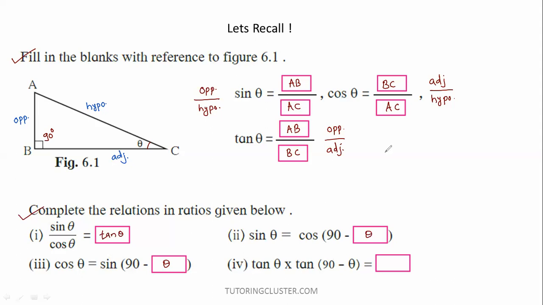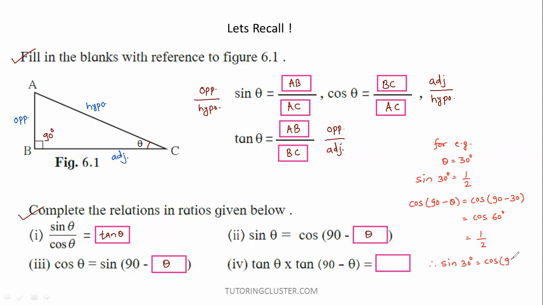So let's say I want to prove this. For example, let's say theta is equal to 30 degrees. Now, what is sine 30 degrees? If you can recall, sine 30 is nothing but 1 by 2. Now, what is cos of 90 minus theta, which is cos of 90 minus 30, which is equal to cos of 60 degrees. What is cos of 60 degrees? 1 by 2. So we can write sine 30 degrees is equal to cos of 90 minus 30 degrees. Or what we can write? Sine theta is equal to cos of 90 minus theta. Okay. So similarly, you can prove the third relation. You can again consider theta, let's say, as 45 or 60, and you can prove it.